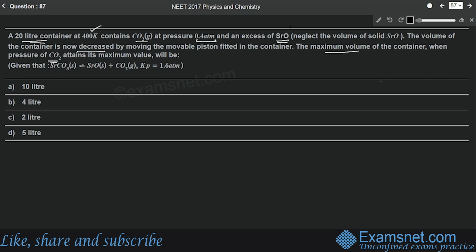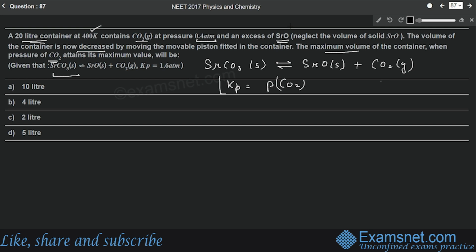Now it is given that this reaction is taking place in the container. So let's write down this reaction again. We have strontium carbonate that is in solid state. Then it is dissociating into strontium oxide, again solid, plus gaseous carbon dioxide. So what should be the Kp of this reaction? The Kp should be equal to the partial pressure of carbon dioxide gas only, because strontium oxide and strontium carbonate are in solid state. So their partial pressure will be taken as unity.